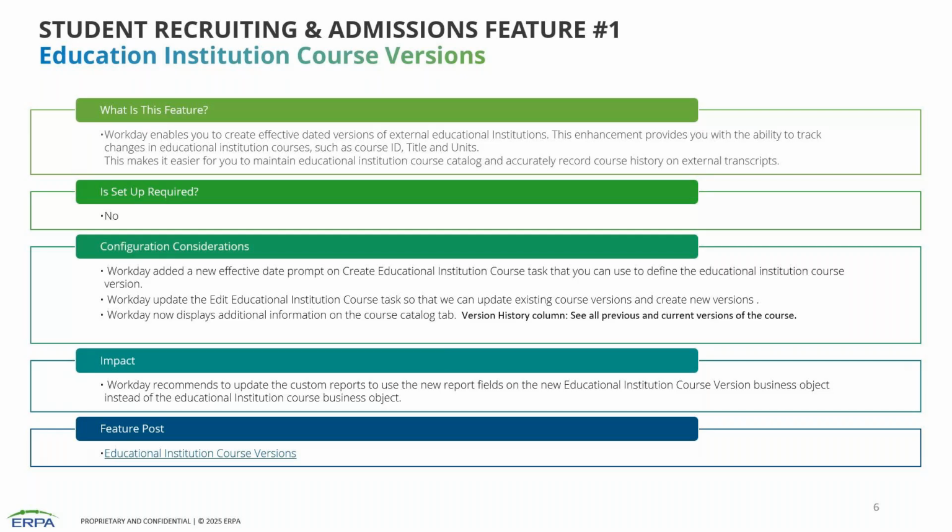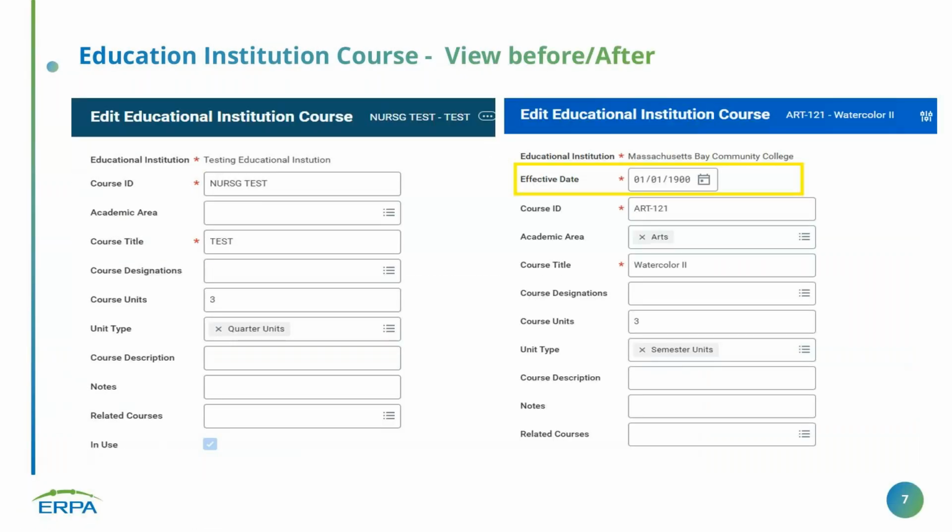I'm going to show you a before and after view of educational course. There is a screenshot which I have prepared, so here you will see the difference between what it was before versus what it is now. You see in the yellow marked checkbox, there is an effective dated field which has been added. This is the field which is creating versioning for educational institution course.